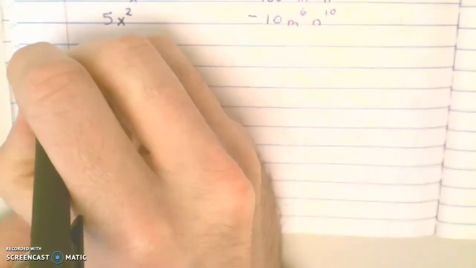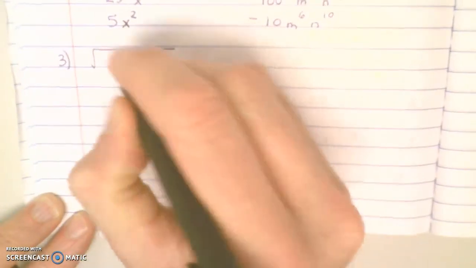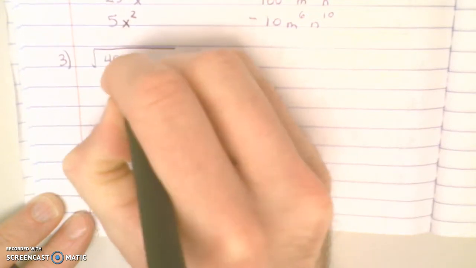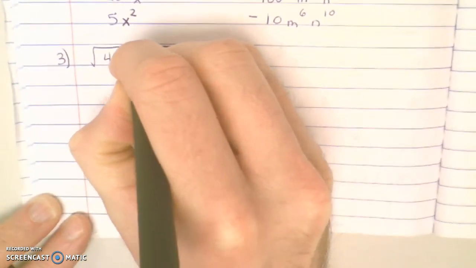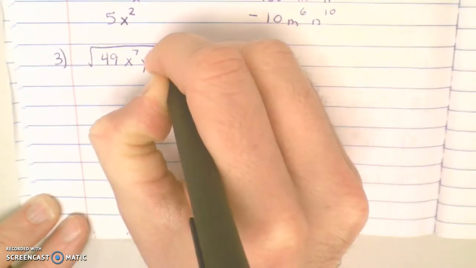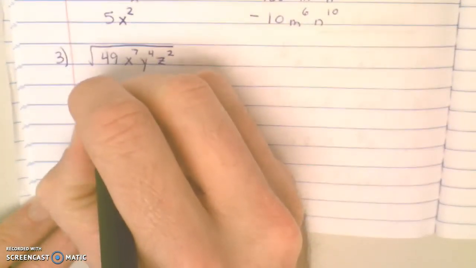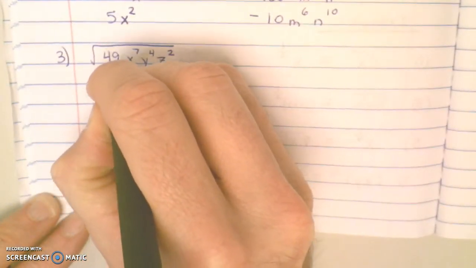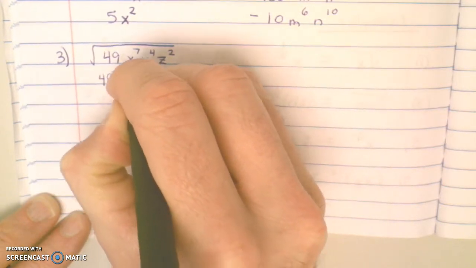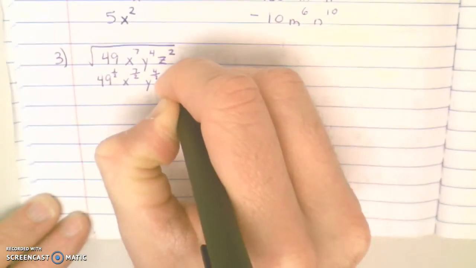All right, let's look at some other examples. Let's say what happens when, so we'll do the square root of 49, x to the 7th, y to the 4th, and z squared. So what's going to happen when you have numerators that you can't divide by the denominators? So I'm going to rewrite these with rational exponents. So it's 49 to the 1/2, x to the 7 halves, y to the 4 halves, and z to the 2 over 2.